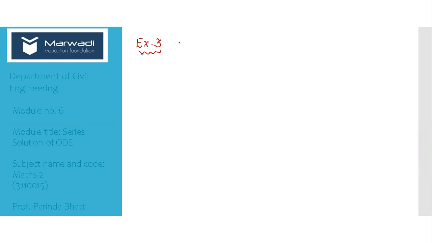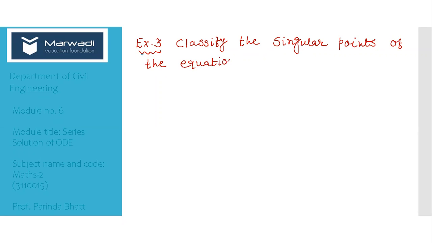Classify the singular points of the equation x cube (x minus 2) y double dash plus x cube y dash plus 6y equal to 0.